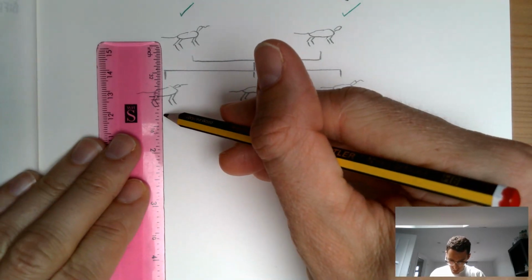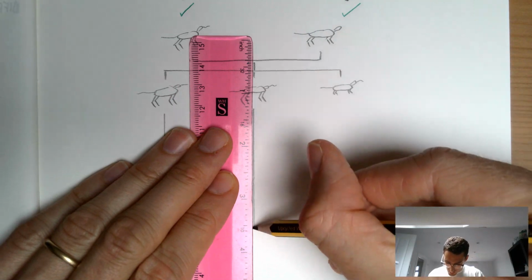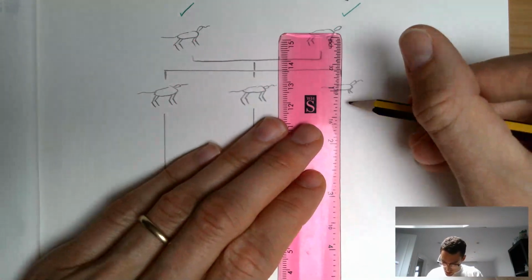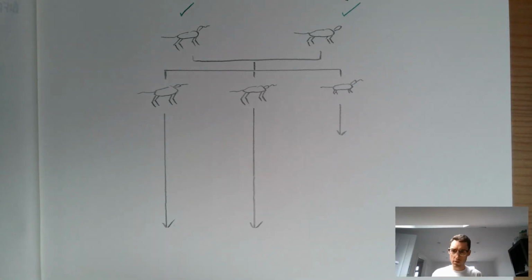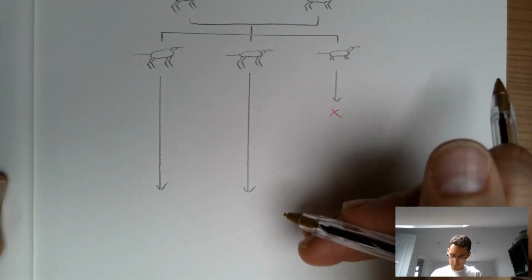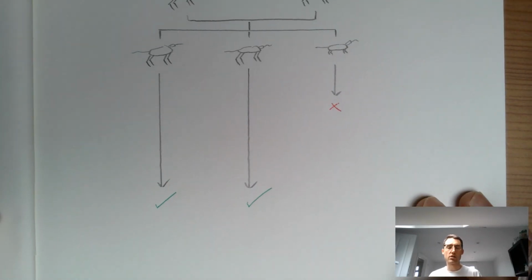These 2 manage to get away. They escape the predators. This little one with the little legs unfortunately does not. So this one is not selected. That one can no longer pass on its short-legged genes. These 2 are selected, and so on.